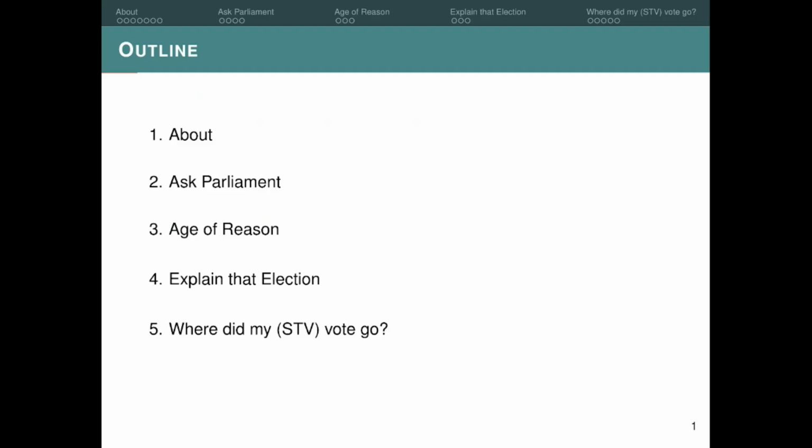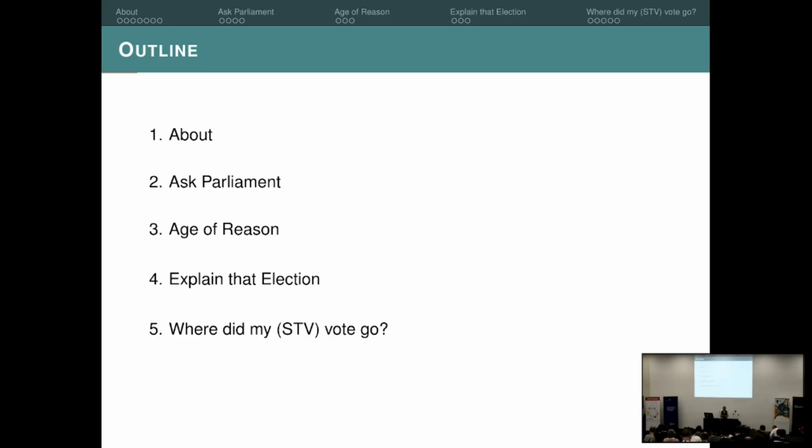I'm going to talk about a bunch of projects that either we tried and they didn't quite work, or we're in the process of refining them, or we're thinking about trying them. The first one is called Ask Parliament. The next one is called Age of Reason. The fourth one is about explaining how Australian elections work. And the fifth one is possibly educational even for this audience, which is understanding exactly what happened to your STV vote.